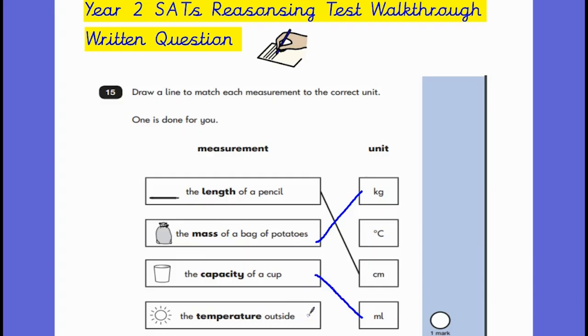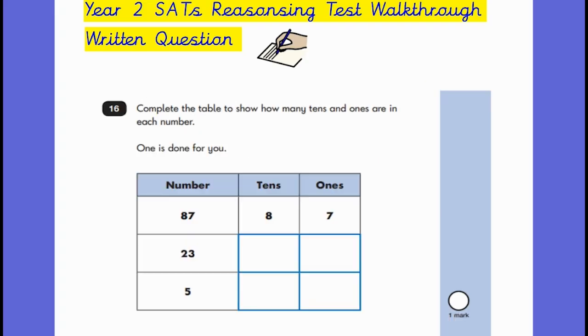And the temperature outside, we would use centigrade. Question number 16. Complete the table to show how many tens and ones are in each number. 1 is done for you. This is an interesting question because it's actually just asking them to partition these numbers. And they have to write down how many tens and how many ones.